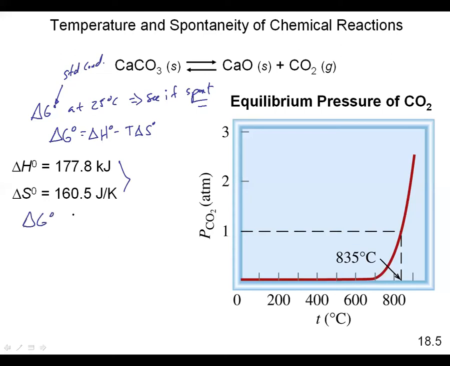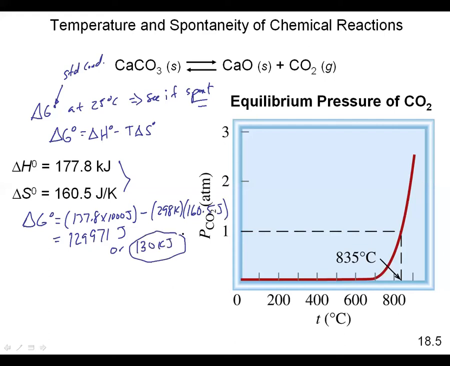We'll have our delta H, which is 177.8. Here I'm going to times it by 1,000 to convert it to joules. You could leave it in kilojoules if you want, but again, at some point you do need to convert perhaps the delta S into kilojoules. So I'm going to leave mine in joules because I converted the other. And if we do all that, we end up with 129,971 joules. Or again, at this point, you could take it to kilojoules like it normally is, of 130 kilojoules.